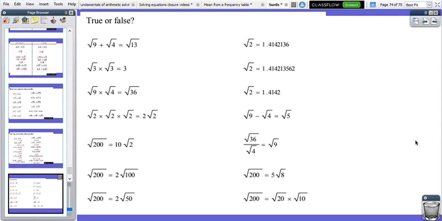Okay, so if you're in class, I'm not sure if you're going to have time to get onto this, so don't worry if you don't. But if you need something else to do, here's a quick true or false activity. It's just based on the things that we've been learning together so far. So pause the video to work through these if you like, and unpause the video when you're ready.